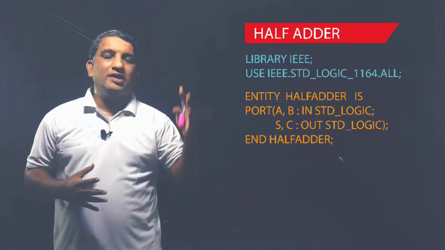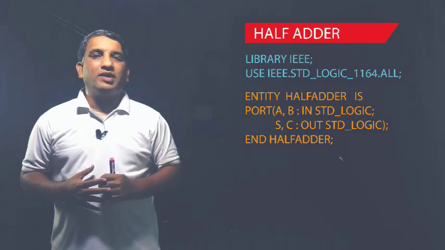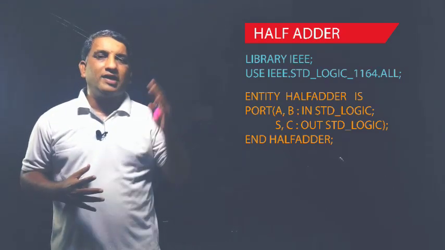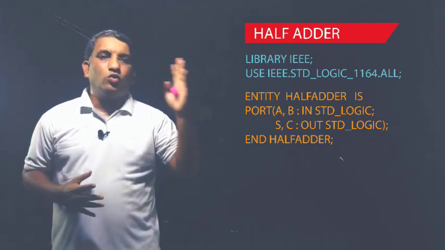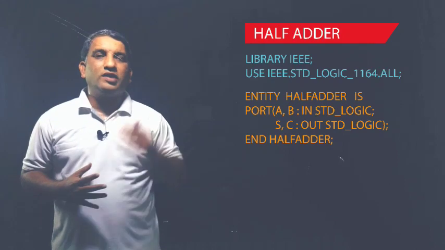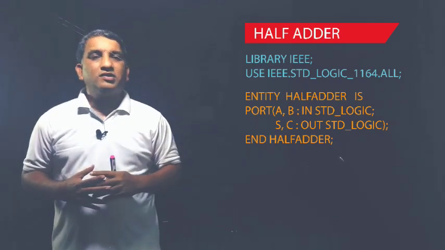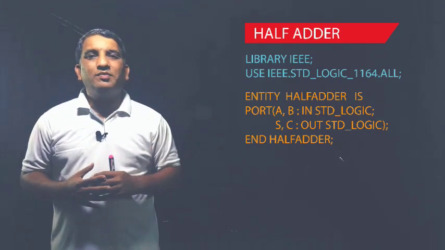Now similarly declare the output ports. For sum I will take the variable s, and for carry I will take the alphabet c. And sum and carry both are the outputs. और दोनों के ऊपर अगर आप देखते हो तो क्या आने वाला है, either 0 आने वाला है या 1 आने वाला है. You can refer to the truth table. So both are the outputs.